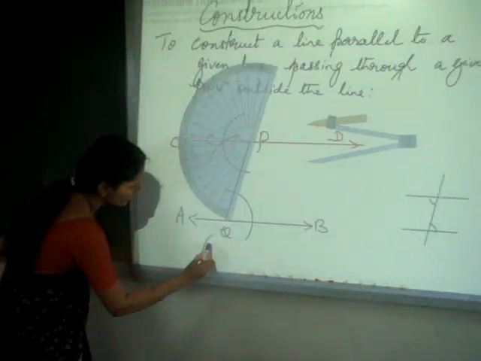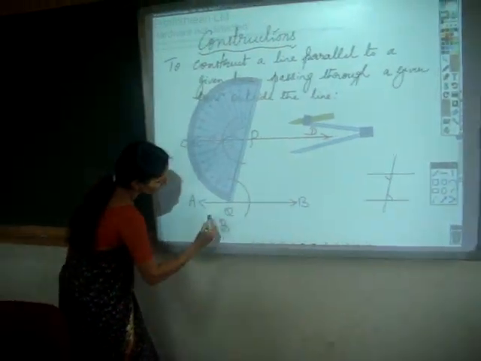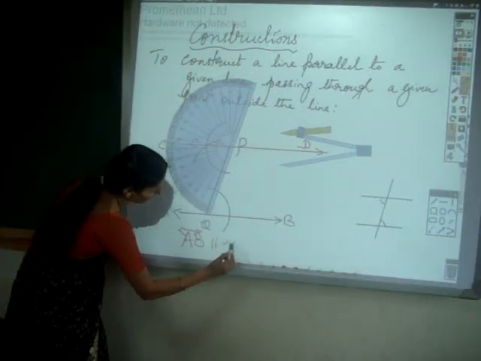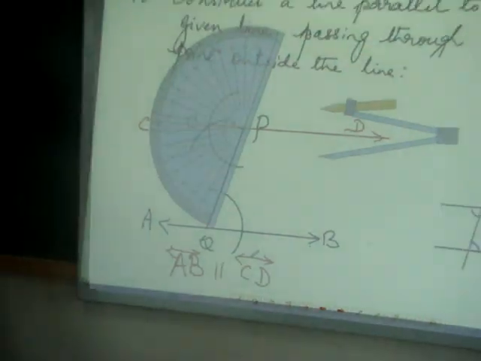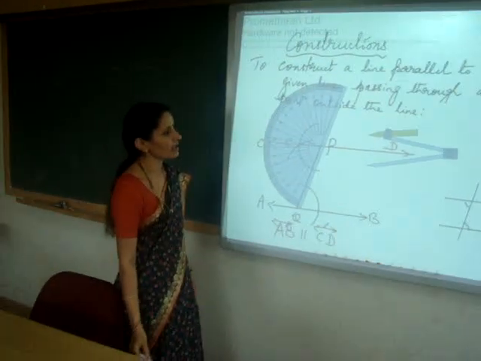So this tells us that the line AB is parallel to the line CD, and we have done the construction with the use of the compass and ruler.